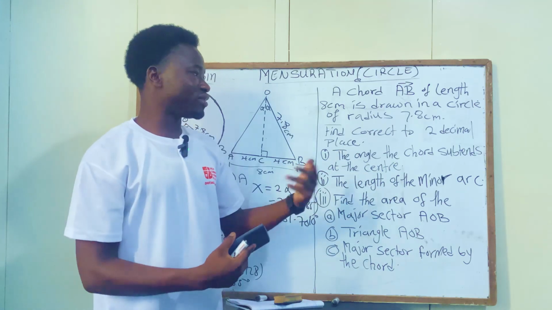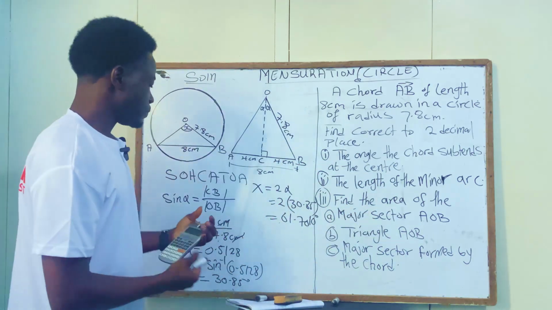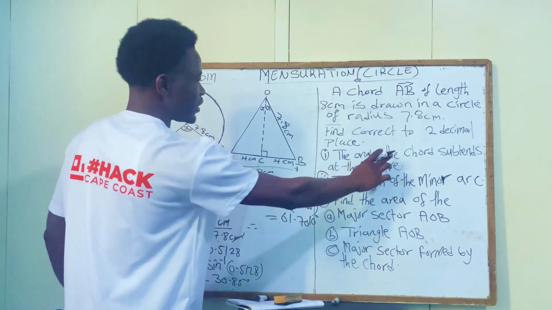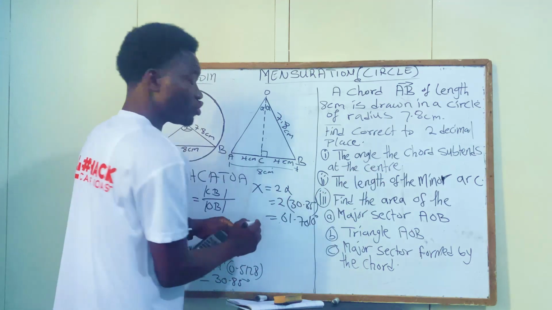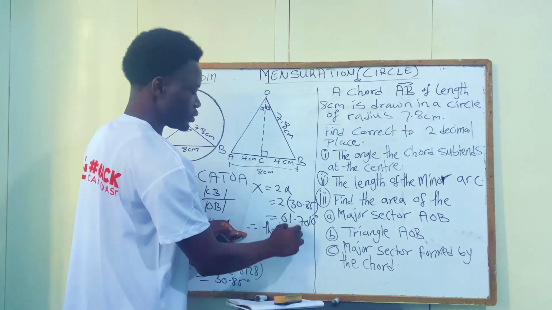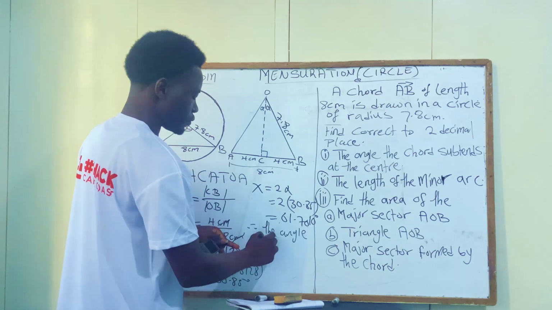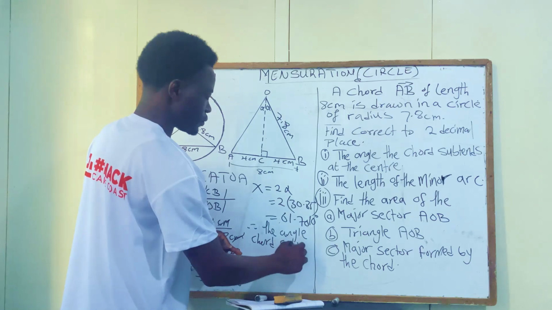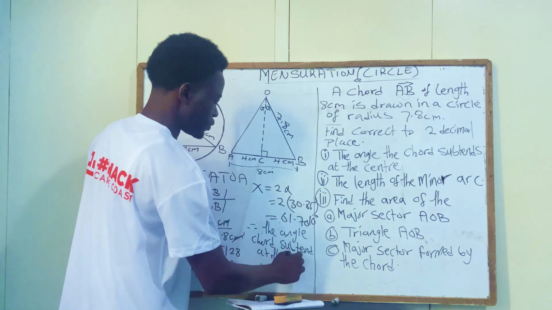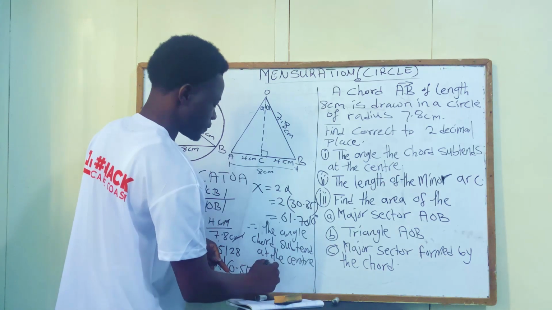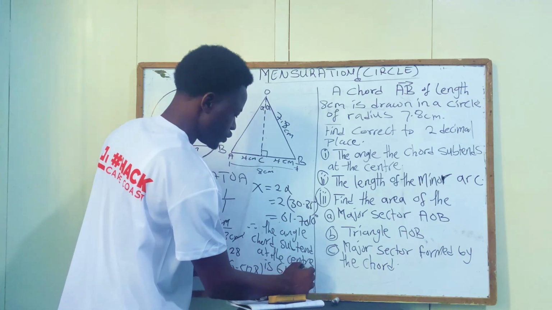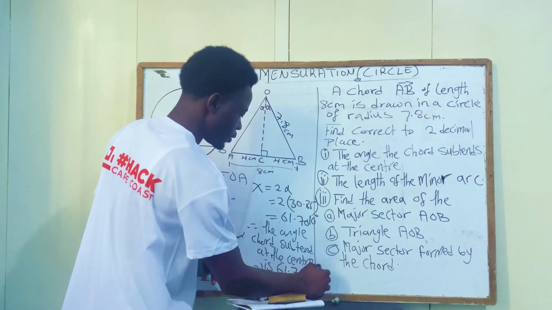Now the question, the preamble, is saying to find correct to 2 decimal places. Once they have given us the decimal place to correct to, you have to do that. So you draw your conclusion. So therefore, the angle the chord subtends at the center. This conclusion is very important. The angle the chord subtends at the center is 61.70 to 2 decimal places.